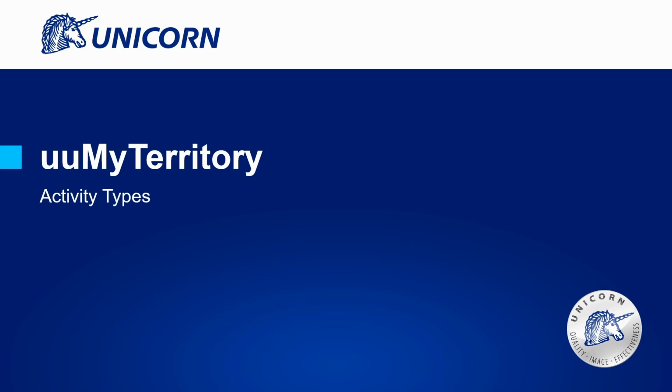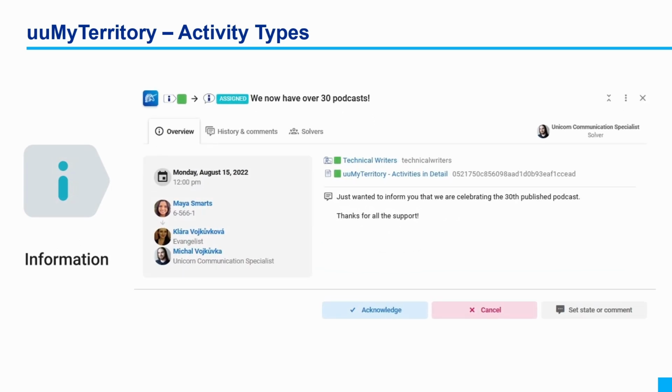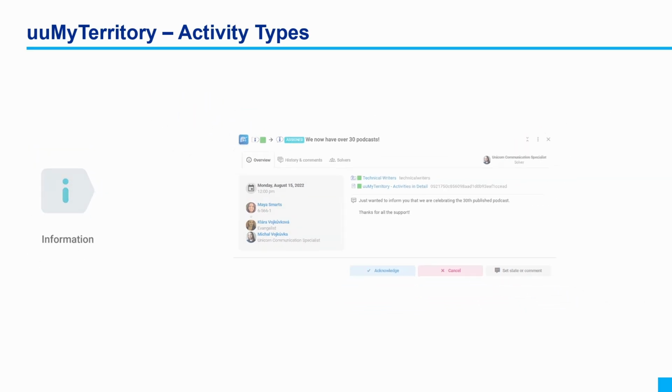Today we'll go through individual activity types in detail and explain differences between them. Let's start with the simple information. This activity serves to simply inform about something. For example, that there is an internal acquisition going on, or that a new issue of Unicorn Comics was published. This activity can be closed by the solver directly, simply by acknowledging it.